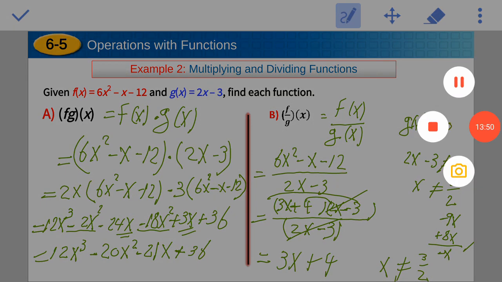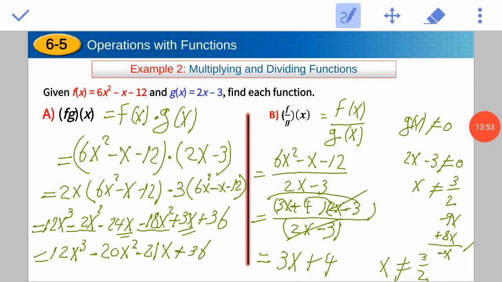So guys, this is the basic four operations of functions.